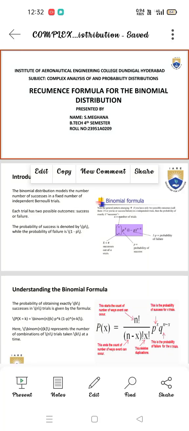I'm from EEE. I'm studying BTech fourth semester in Institute of Aeronautical Engineering, Dundigal, Hyderabad. The subject is complex analysis and probability distribution. In this subject, I will explain the topic: recurrence formula for the binomial distribution.